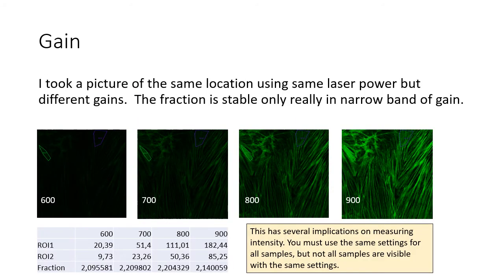I took 4 pictures of the same location using a different gain. So here we have pictures 1, 2, 3, and 4. I was using gains from 600 to 900. I measured the average intensity of ROI 1 and the average intensity of ROI 2 for each picture, shown here. Then I calculated the fraction for these. As you can see, the fraction changes as a function of the gain. In the range 800 to 900, the fraction stays pretty much the same.